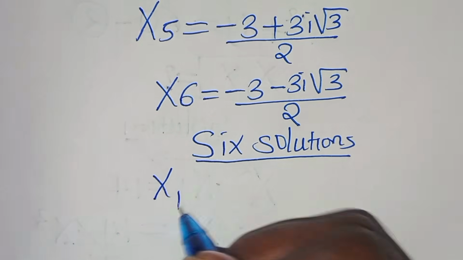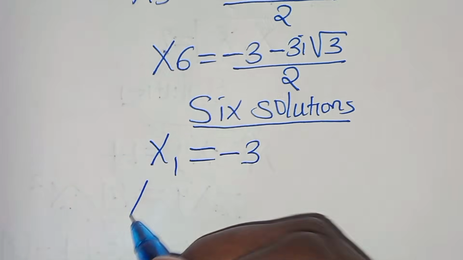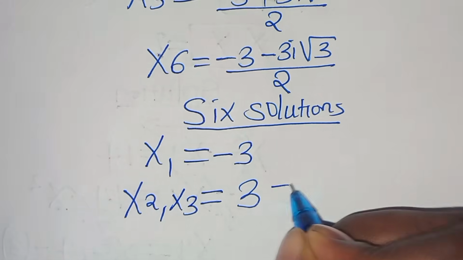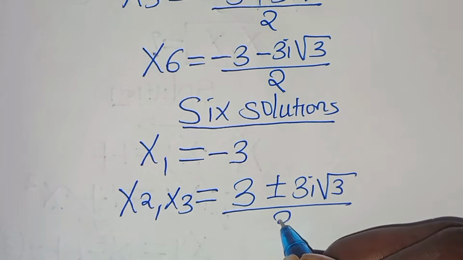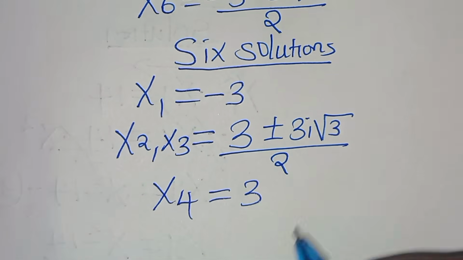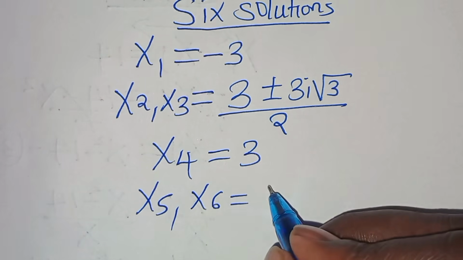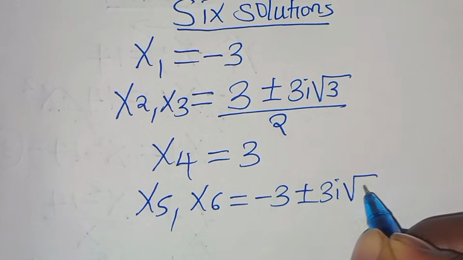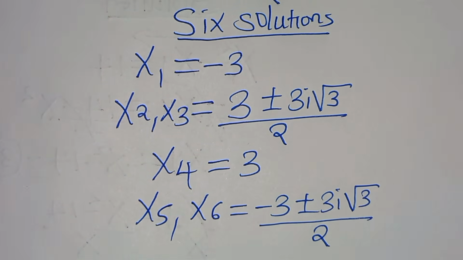That means that x1 is equal to minus 3, x2, x3 is equal to 3 plus or minus 3i square root of 3, everything here divided by 2. x4 is equal to 3, x5, x6 is equal to minus 3 plus or minus 3i square root of 3 over 2. And these are the 6 solutions.